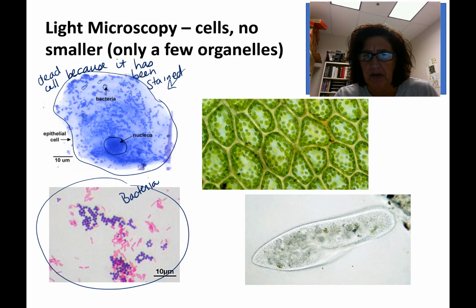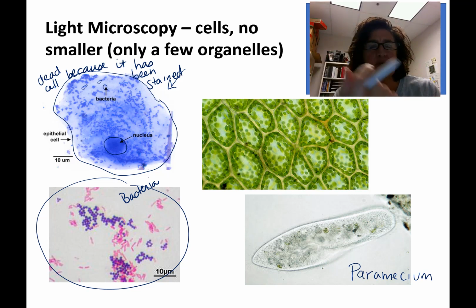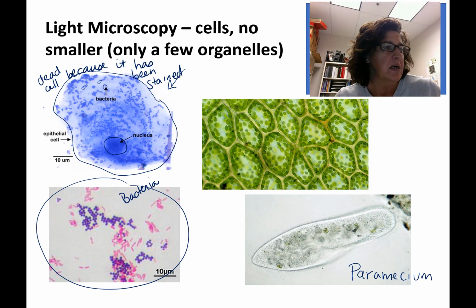This is a lovely paramecium. This is a protist, a single-celled organism, and you can kind of look right through it. It's see-through. So a lot of times we have to fix the cells and stain them so that we can really see them well under the microscope.